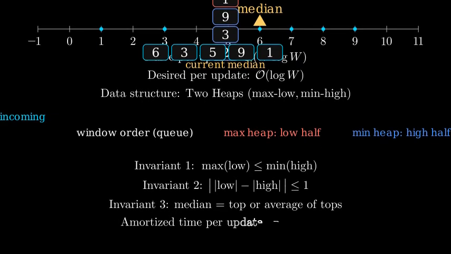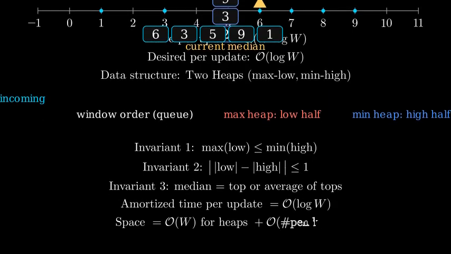Each update does at most a constant number of heap insertions, heap pops, and size rebalances. Each is logarithmic in the window size W. Lazy deletion only charges the cost when a deleted key reaches the top, so its cost amortizes into the same logarithmic bound. Therefore, the amortized per update time is O(log W). The memory is O(W) for the two heaps plus a small hash map for pending deletions.